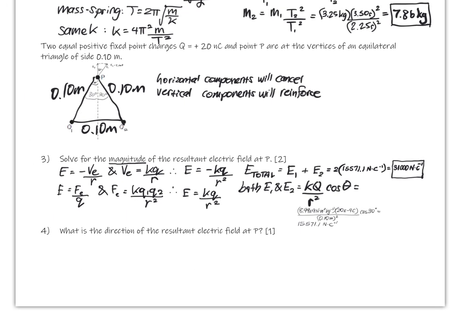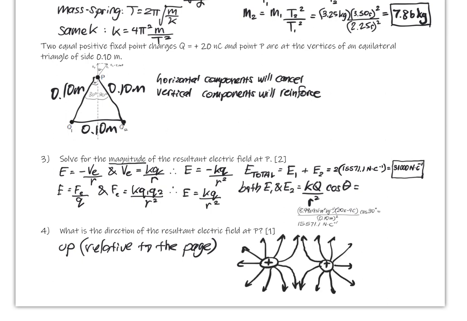And then once we figured that out, number 4 is pretty much a gimme, because we've established that the horizontal components cancel each other, and so we have two vertical components reinforcing each other, so the net electric field at P is up. This also makes sense based on the shape of the electric field for two like charges. Based on the position of P, the net effect of the electric field at P means that the field is going up.